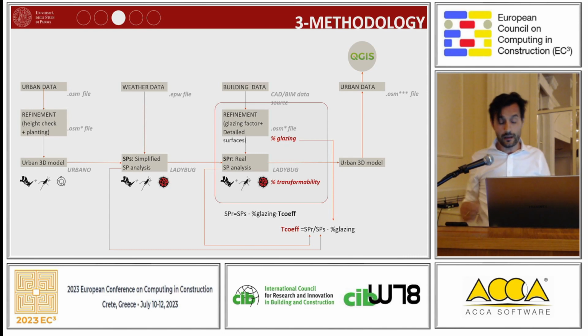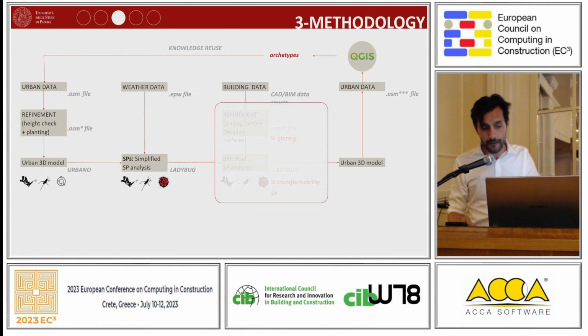In the end, this leads us to two processes. One process is the definition of typologies or archetypes, and using archetypes, we can avoid the use of detailed BIM-based models. On the other hand, the second possibility is to generate new tags for the urban database in order to populate them and reuse this knowledge in other simulations.